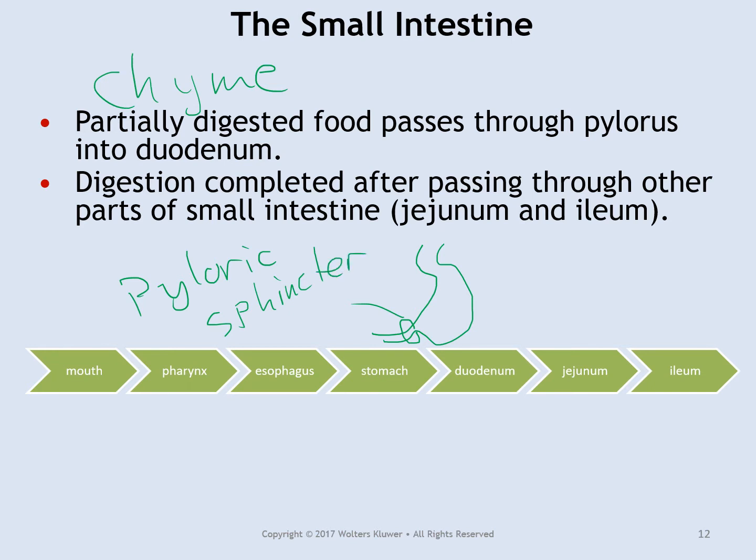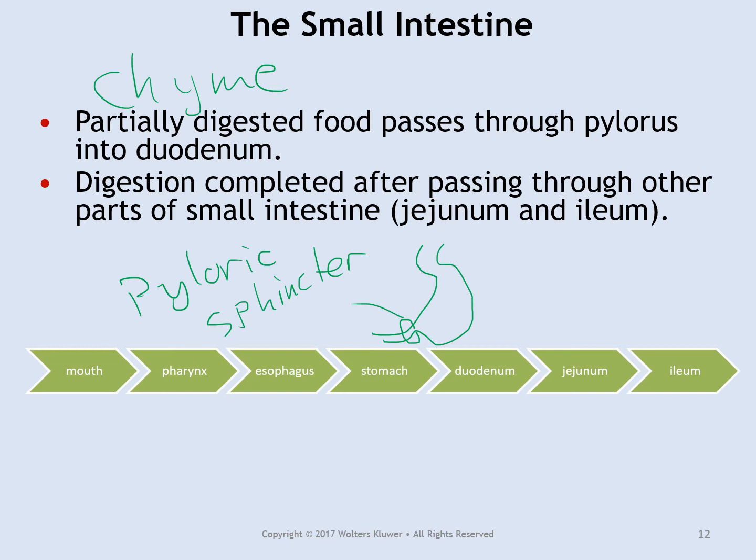A sphincter is just a little round muscle that opens and closes. The iris in your eyes, the colored part of your eyes, that's a sphincter muscle. And the pyloric sphincter at the bottom of the stomach controls how much food leaves the stomach into the small intestine at any given time.